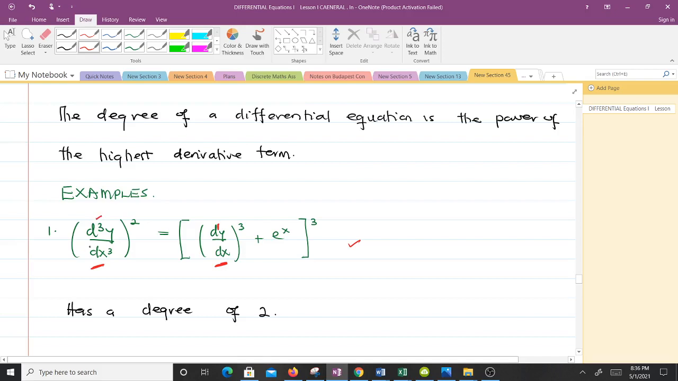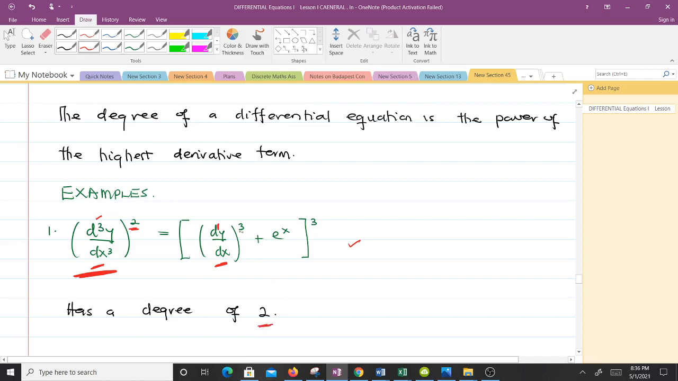You can see that. So out of the two derivatives that we have, you ask yourself, which of them has the higher order, because we are comparing two things here, right? So you can see that this one has the higher order. And to which power is it raised? It is raised to power 2. So that means that this particular differential equation will have a degree of 2.